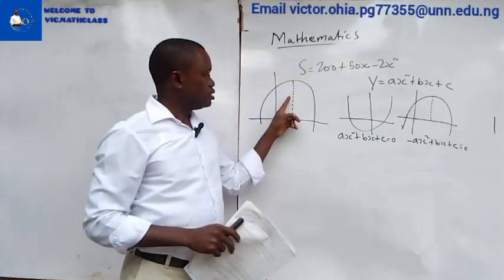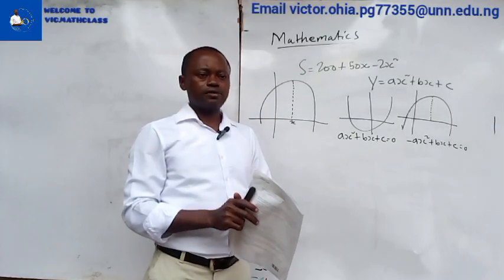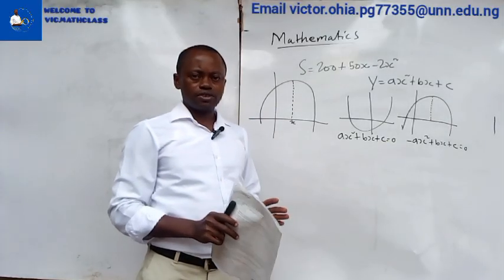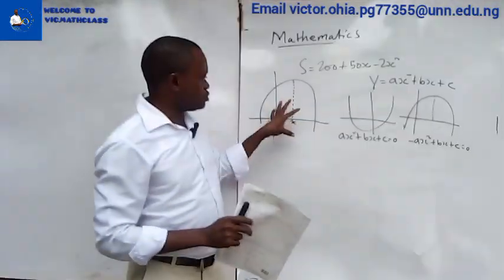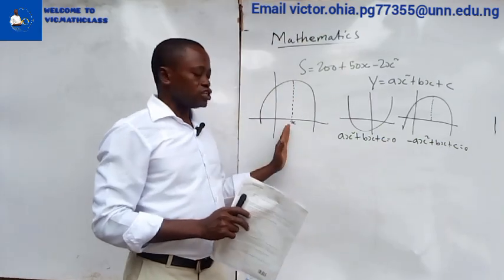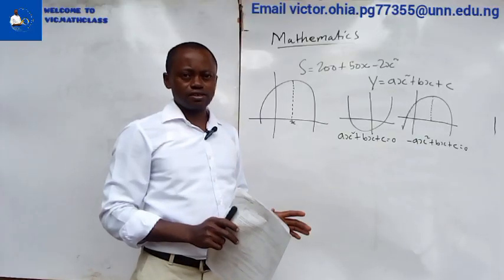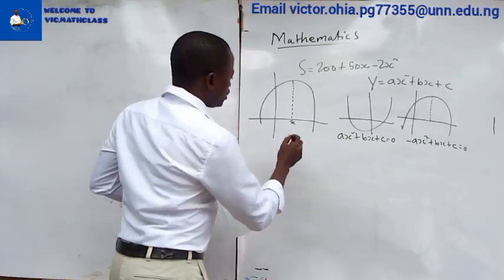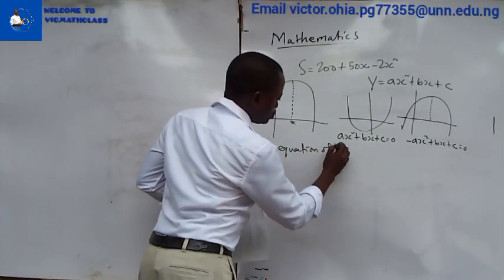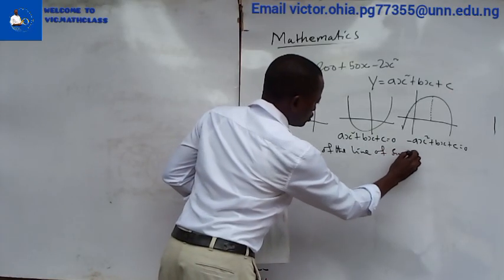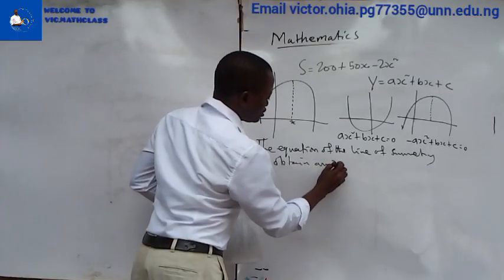the line of symmetry. Ordinarily, what is the meaning of line of symmetry? A line of symmetry is a line that divides a plane shape into two equal halves. So if this is a curve and there is a line that can divide it into two equal halves, we say that line is the line of symmetry, and there is an equation that gives us that. So we will use the equation of the line of symmetry to obtain an x.